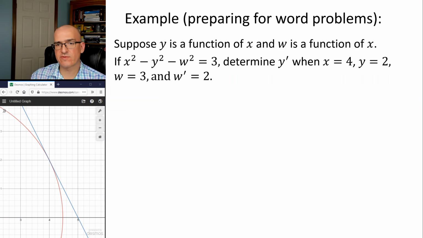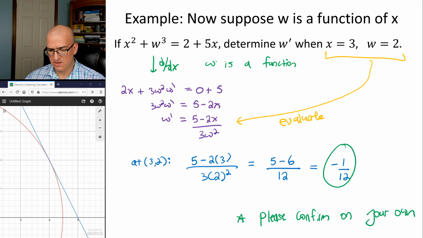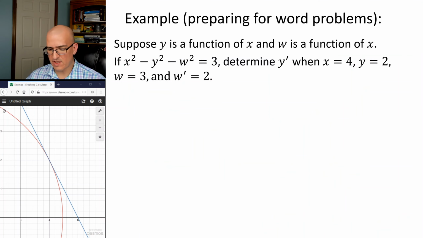If I'm taking the derivative of y squared with respect to x, it's 2y prime. If I'm taking the derivative of w squared with respect to x, I do the same thing I did here. I'm going to get 2w prime. Just do that.